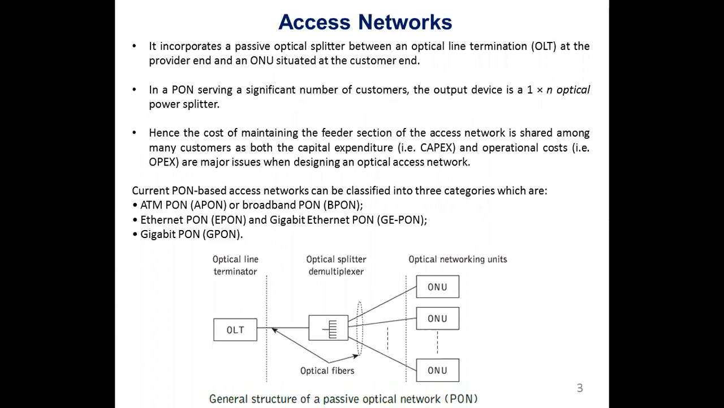So the current PON-based networks are basically classified into three parts. We have the ATM PON, APON, we have broadband PON, BPON, and the Ethernet and gigabit Ethernet, or the gigabit PONs. So these passive optical networks will require an output device, which is a 1xN power splitter or power combiner, depending on the application. So let's look at these categories in detail.